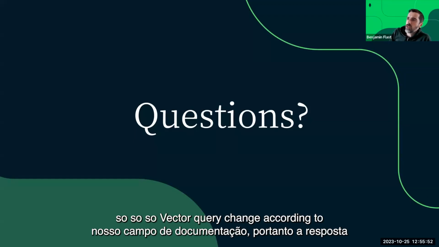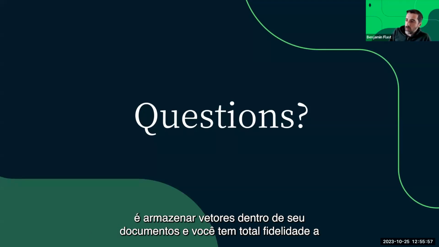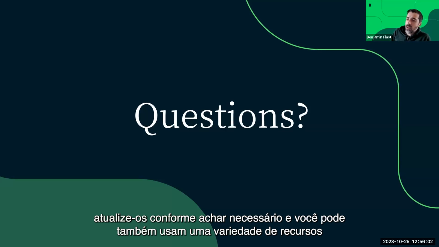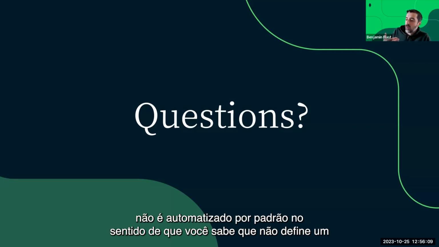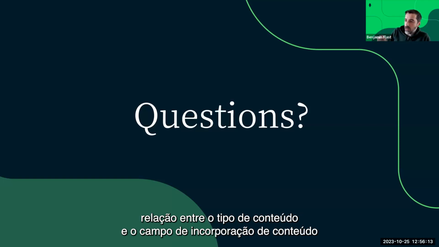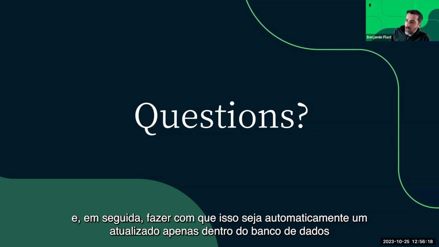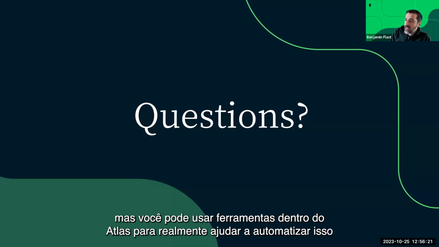So, does the vector change according to our documentation field? The answer is you store vectors inside of your documents and you have full fidelity to update them as you see fit. And you can also use a variety of capabilities inside of the platform to keep them updated in an automated fashion. So it's not automated by default, in the sense that you don't define a relationship between the content field and the content embedding field and then have that automatically updated just inside of the database itself, but you can use tooling inside of Atlas to actually help automate that.